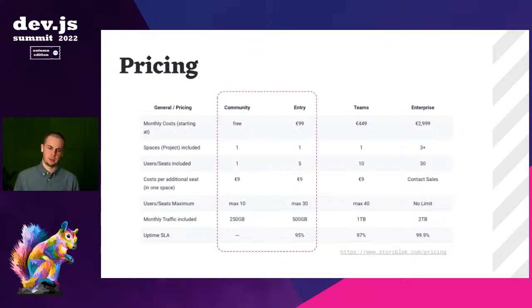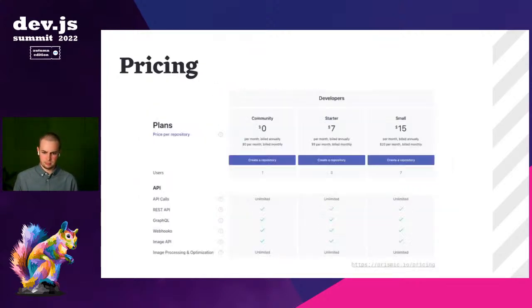It's similar with Prismic. Here is an example pricing table from Prismic. Also there is a free plan, which is actually very generous. It offers unlimited API calls. And if you want more users, you can use the starter plan, which is $7, and it includes 3 users.